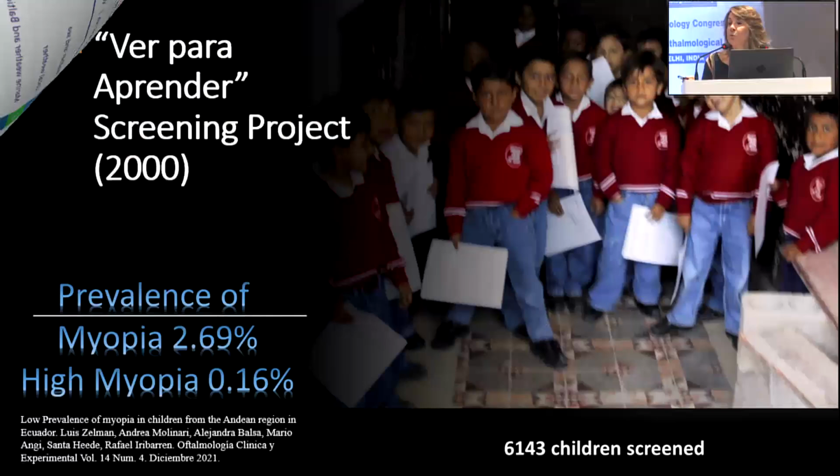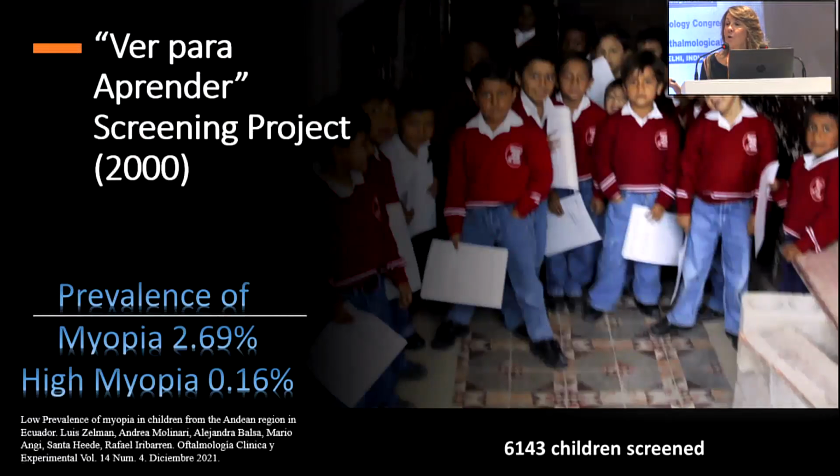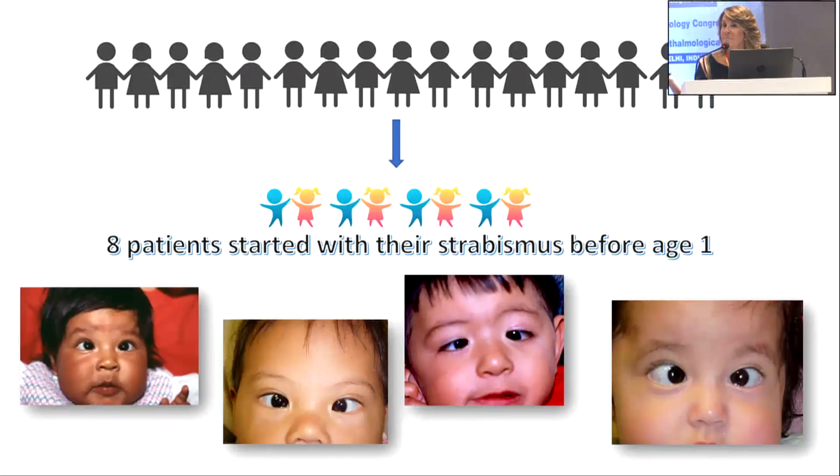So this, together with our genetic pool, makes the prevalence of myopia very low in our population. Of course, this is also changing, as in the rest of the world. But in a study that we did in the year 2000, on over 6,000 children that we screened, we only found a myopia prevalence of 2.6% and high myopia of 0.16%. So as you can see, our population is pretty different to the one you're used to seeing here.